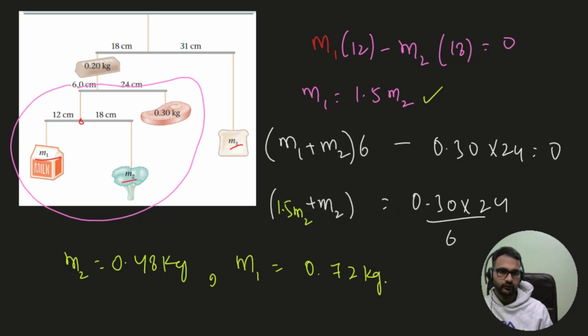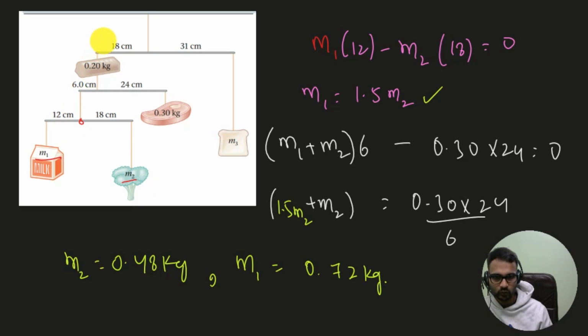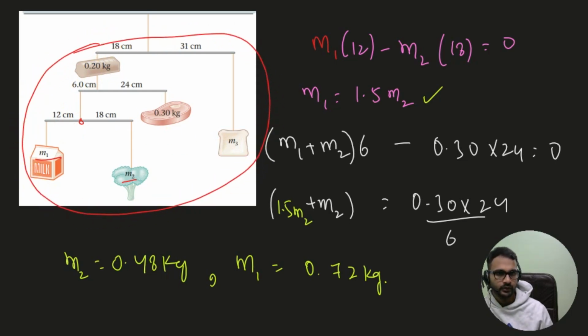Next, to find M3, how to find this M3? For that you have to consider this whole to be your system. Now this time the mass is on the left side, which is hanged here. This would be 0.20 plus 0.30 plus M1 plus M2.